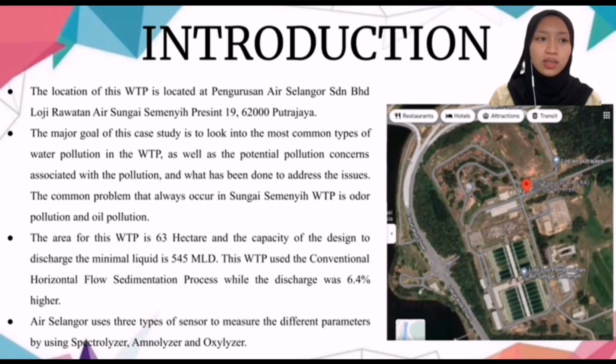The area of this WTP is 63 hectares and the design capacity to discharge the minimal liquid is 545 million litres per day. This WTP uses the conventional horizontal flow sedimentation process, while the discharge was 6.4% higher. Air Selangor used three types of sensors to measure the different parameters, using the spectrolyzer, ammolyzer and oxylyzer.